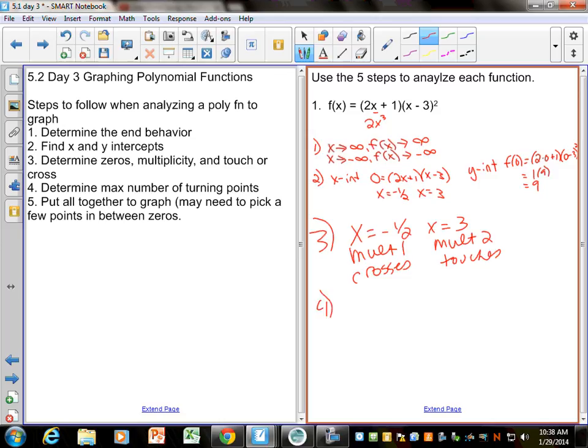Points? We already said the degree was 3, so how many turning points could this graph have? At most 2. It might not have 2, but at most 2. And then step 5 isn't really something to do except to make a graph. Multiplicity, that's what we did yesterday. It just says mult, but it stands for multiplicity. The multiplicity is 2.